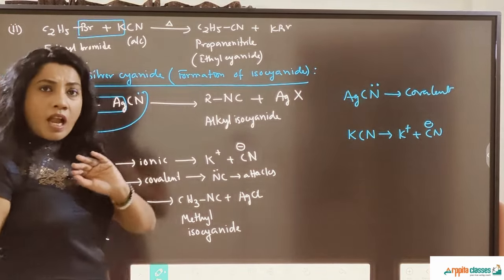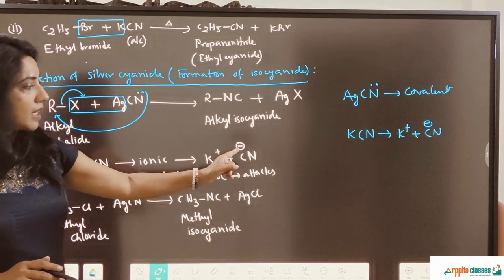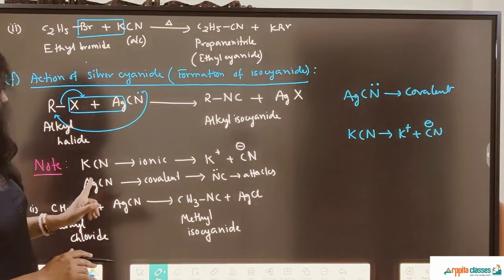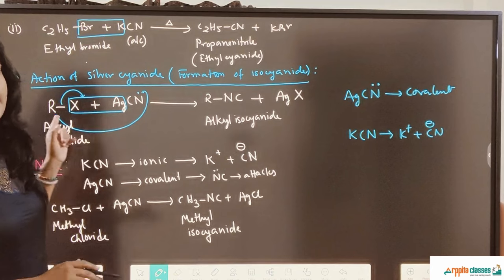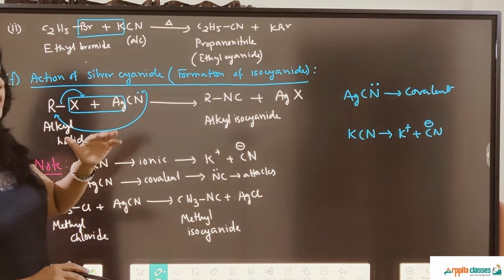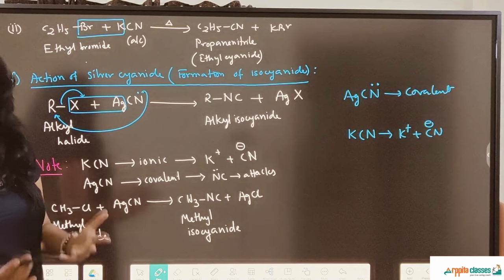KCN is an ionic compound. It dissociates as K plus and CN minus. So the negative charge on carbon attacks the carbon atom over here, but AgCN is a covalent molecule, so the lone pair of nitrogen attacks the carbon over here. So accordingly we get isocyanide and cyanide. In the previous case we get cyanide, and here with AgCN we get isocyanide.